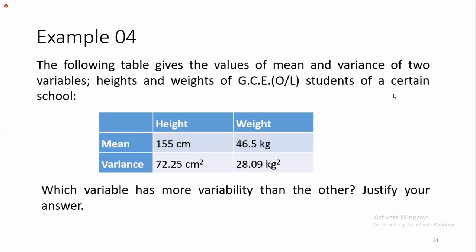So try to understand, when we compare two different variables with two different units, we have to consider this coefficient of variation, that is s over x bar times 100. It's a percentage value. Here I have not given the answer. Let's do that together. Give me a second.